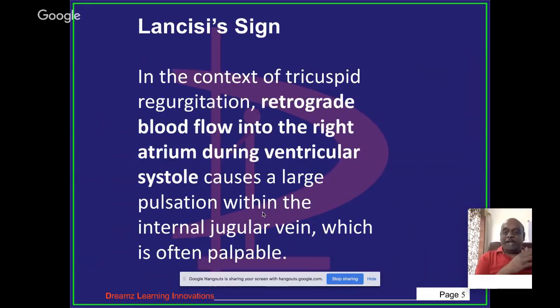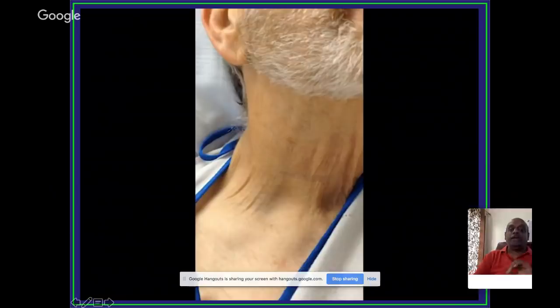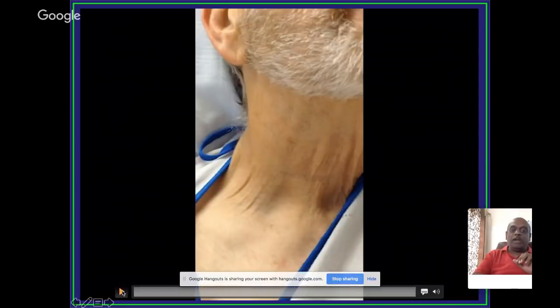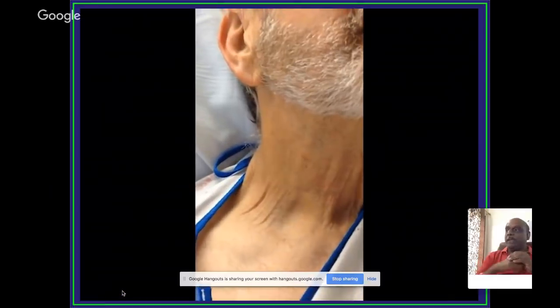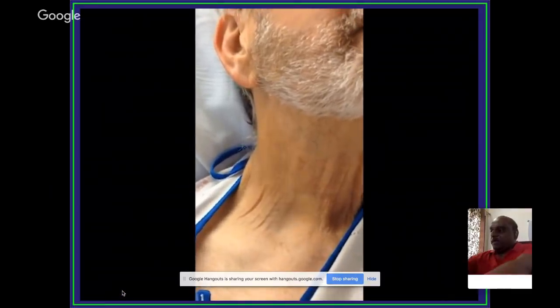So what is meant by Lancisi's sign? Whenever there is a tricuspid regurgitation, there's a retrograde blood flow from the right atrium during the ventricular systole, and it will cause a large pulsation in the jugular vein, which is basically called Lancisi's sign, is what you need to remember. Now let us look at this video. In a tricuspid regurgitation, what is happening to the patient?